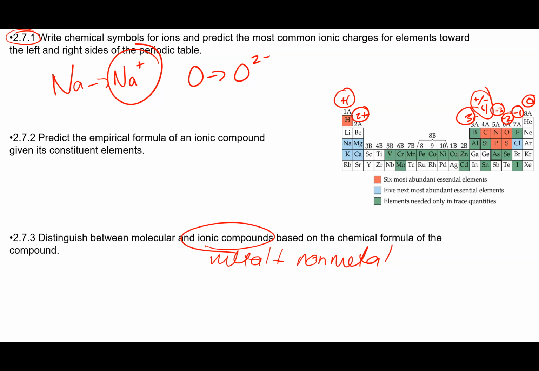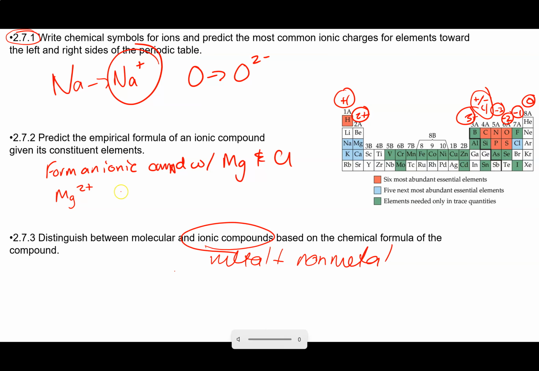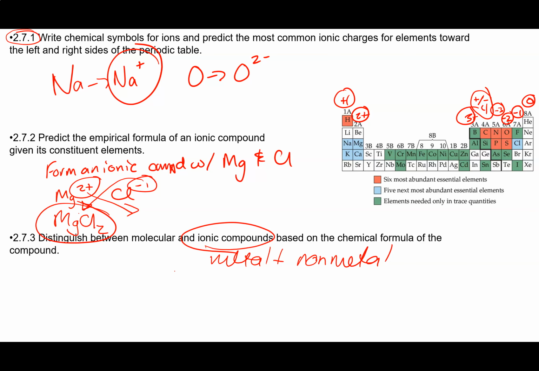Okay. Empirical formula of an ionic compound given different elements. So if I said form an ionic compound with magnesium and chlorine. Okay. Well, you would know that magnesium has a common 2+ charge. Chlorine has a common -1 charge. In order to form their compound, you crisscross them and you get MgCl2 is your most common. Okay. All right.